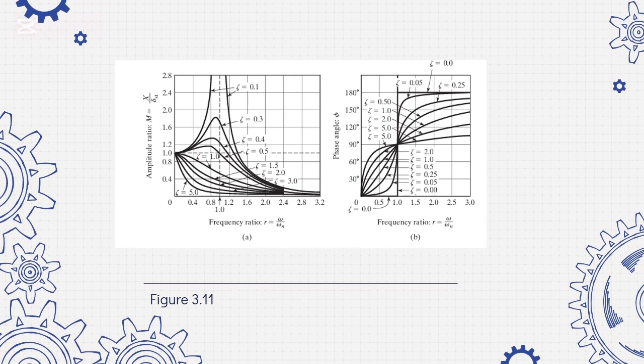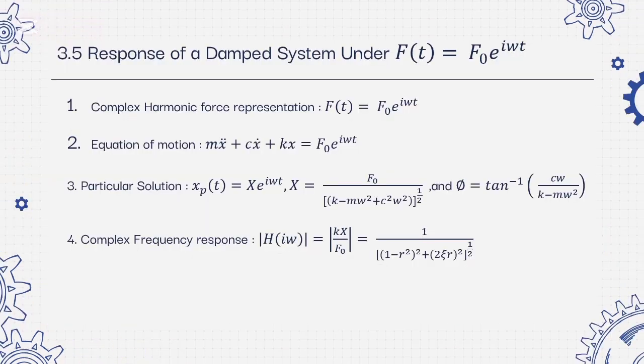Section 3.5 is the response of a damped system under complex harmonic forces. By representing force as f of t equals F naught e to the power i omega t, we simplify solving the differential equation using complex numbers. As we see in the equation of motion, we have the same terms, but the right side will equal F naught e to the power i omega t, and i is the representation of a complex number. For the particular solution, we assume a steady state solution where X is a complex amplitude, as we can see in the equation.